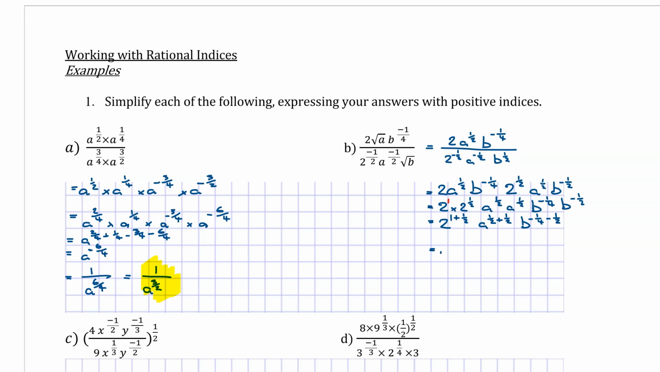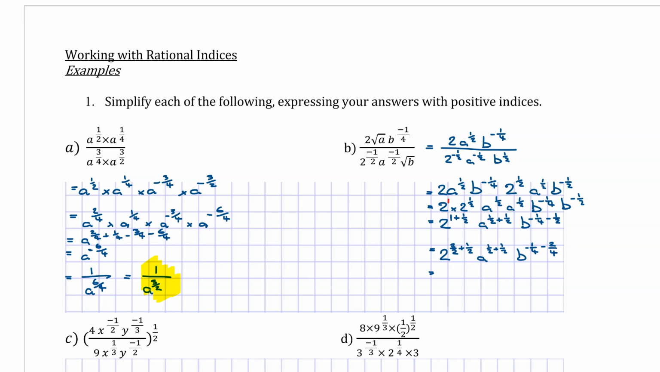Cleaning that all up, we're going to get 2 to the 2 over 2 plus a half, a to the half plus a half, and then we're going to get b to the negative quarter minus 2 quarters.